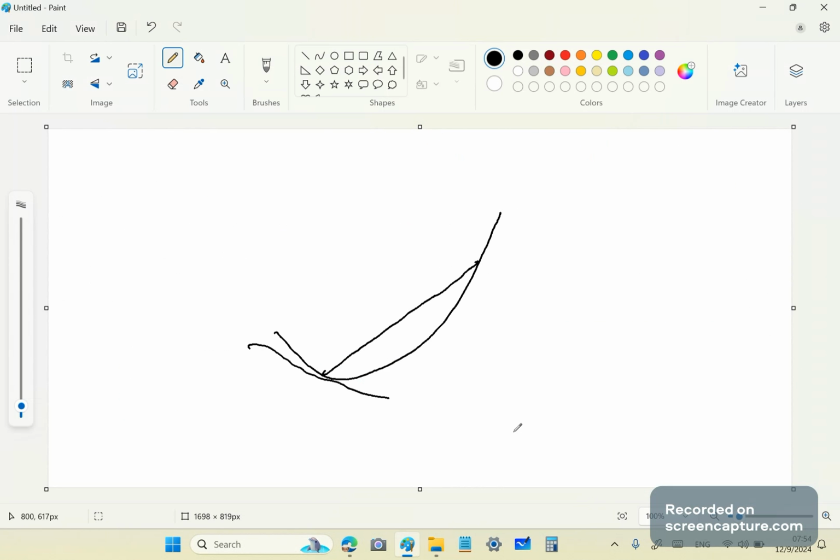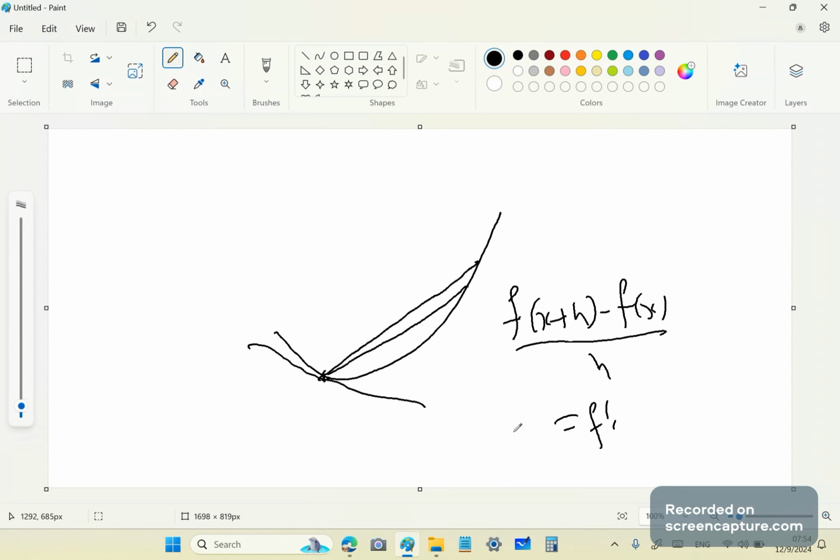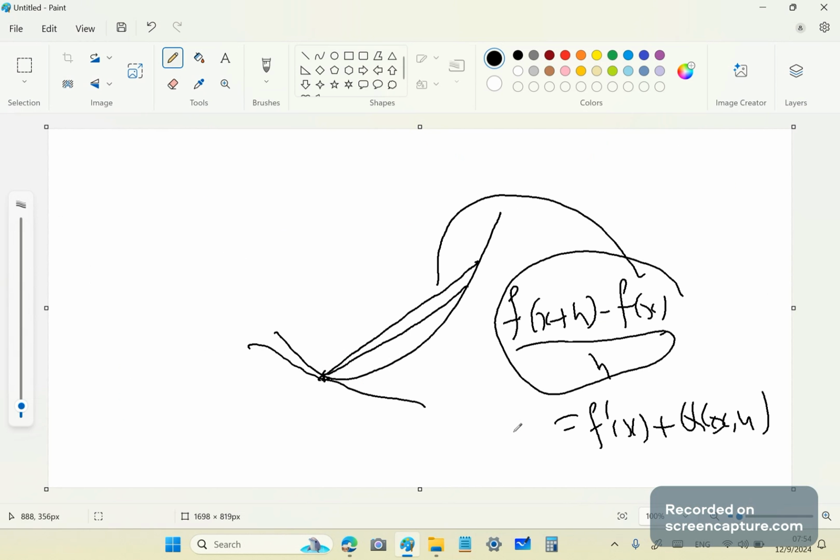Okay, so for any non-parallel secant line, there's a tangent line. This expression here equals f prime of x plus q of xh. This is my historic geometric identity. This here means the slope of the secant line, okay? The slope of the non-parallel secant line.